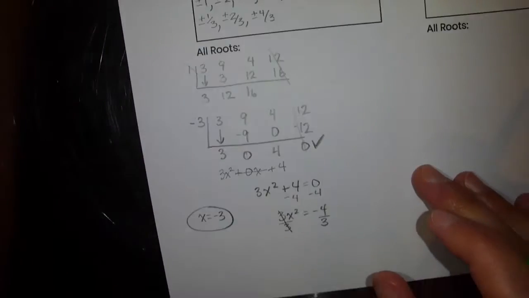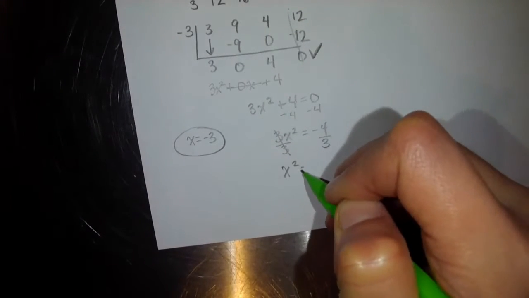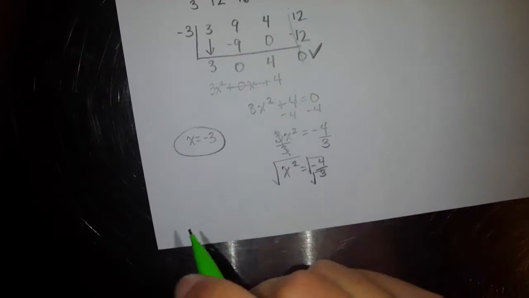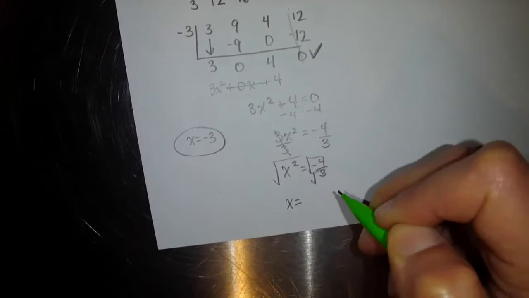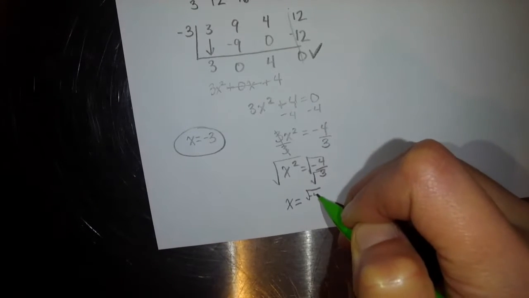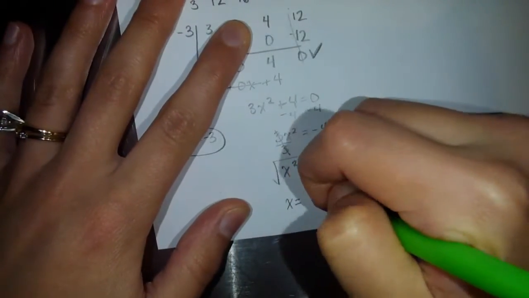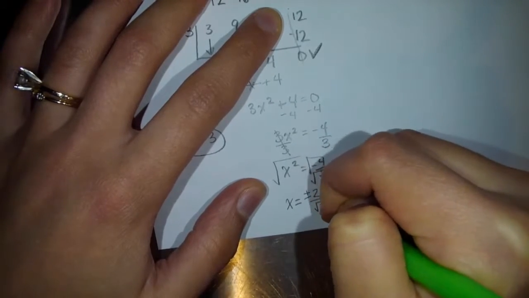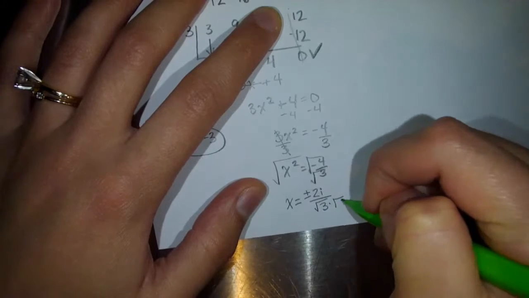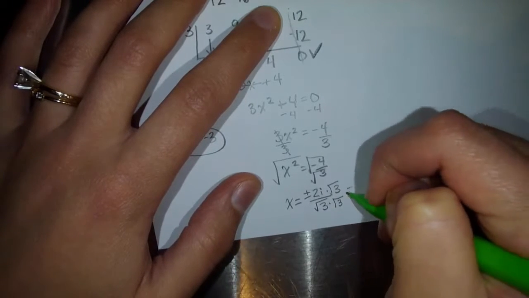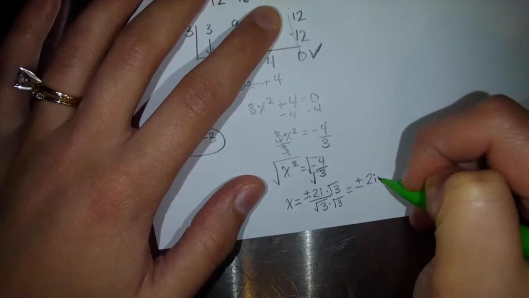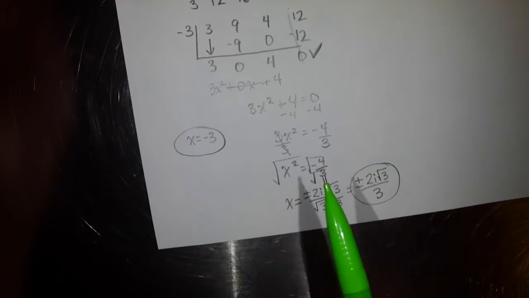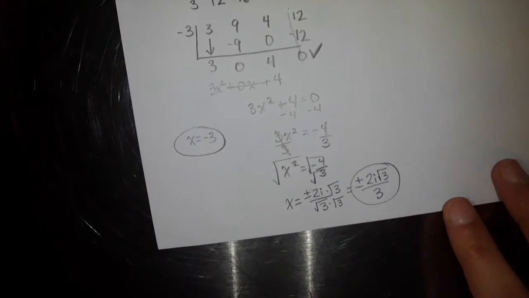And now that I have x squared alone, I can use the square root. Okay, so this will be x is equal to square root of negative 4 over 3. And what is the square root of negative 4? It will be plus or minus 2i over root 3. And we can't leave our answer with root 3 in the bottom, so we just multiply by root 3 to get plus or minus 2i root 3 over 3. And our original had an exponent of 3, and we have 1, 2, 3 answers.